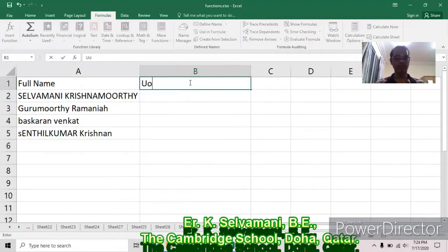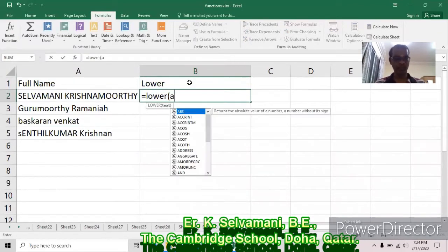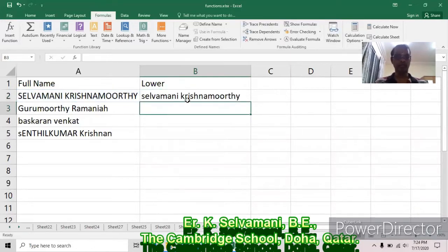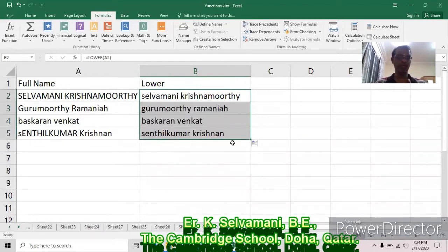That is lower. Equal to LOWER of A2. Whatever case is in A2, we need only small letters. Very simple. It will appear in small case. You can try it. Very, very simple thing. Whatever the case available in A2 to A5, it will appear in small letters. That is the usage of lower.